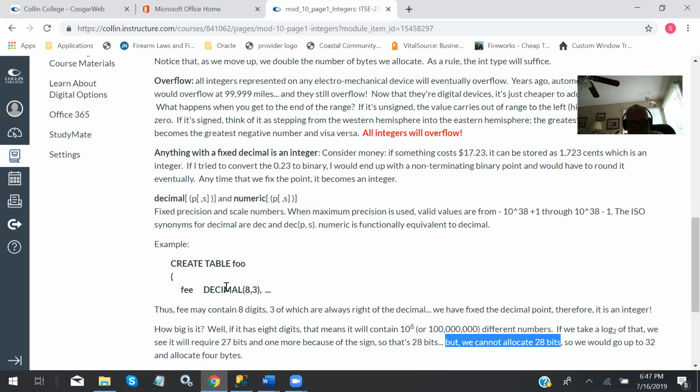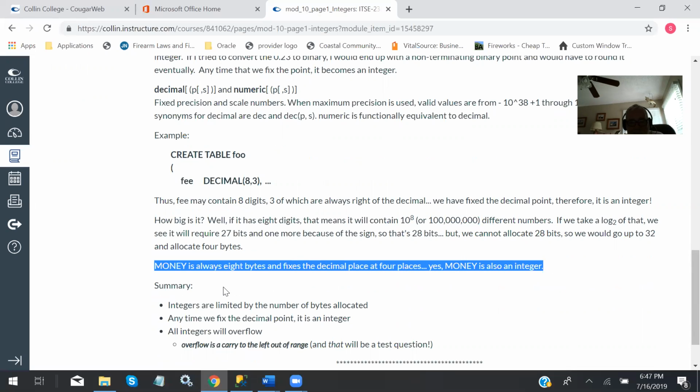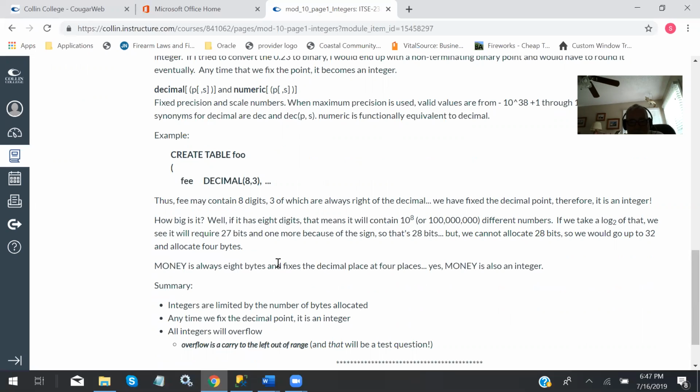So we can figure out how much memory something takes. Money is always 8 bytes. Money always fixes the decimal place at 4 places. That's why if you don't say one way or the other, you will see money printed as having 4 decimal places on it. Yes, that's because money has 4 decimal places. And money has a fixed decimal place, therefore money is an integer. We won't have any rounding problems with money. I hate it when I lose a fraction of a penny.